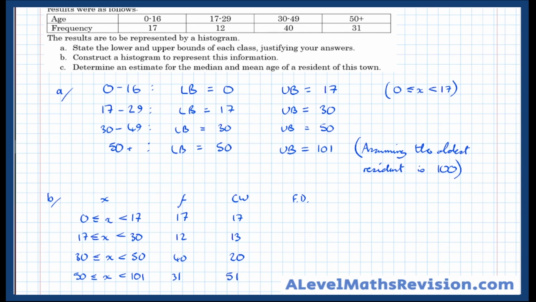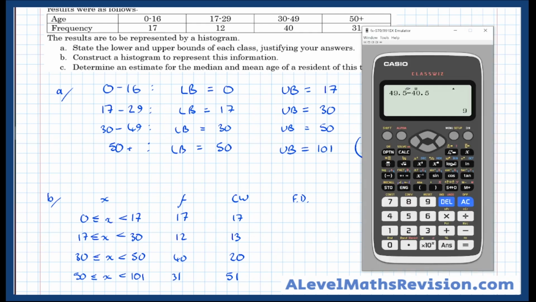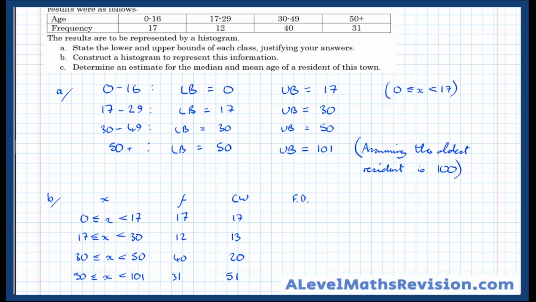And let's now calculate the frequency densities. So frequency density is frequency divided by class width. Frequency divided by class width. So frequency divided by class width here is 1.